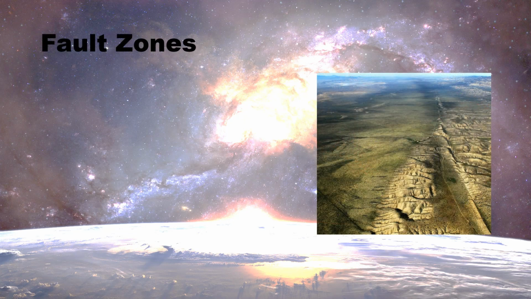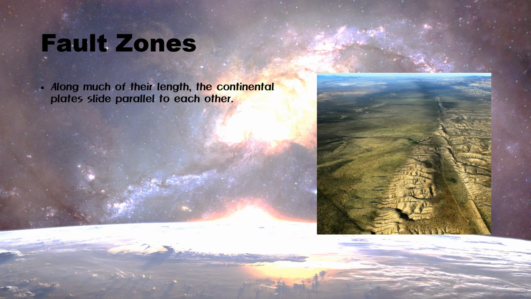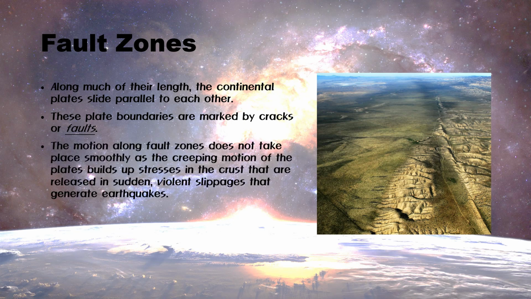Now, we have another thing to talk about, which is that of fault zones. Now, fault zones are another thing that you might notice, and you can kind of see here in this picture where the Earth's kind of jagged along here, because along much of their length, the continental plates are actually going to slide parallel to one another. And when these continental plates slide, they have boundaries, and these boundaries are typically marked by cracks or faults. Now, the motion along fault zones does not take place as smoothly as the creeping motion of the plates. It builds up stresses in the crust that are released in sudden slippages that generate earthquakes.